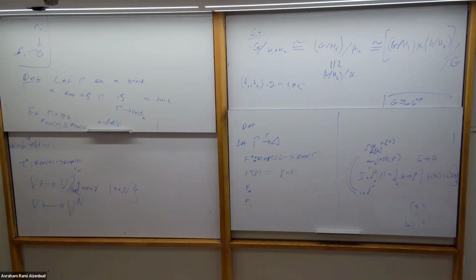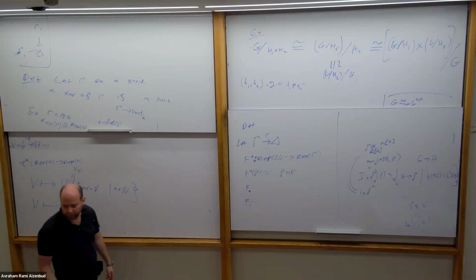Both of them have a structure of representation of G, because G preserves vectors of this type, since N is normal. Here also G preserves invariant vectors, also because N is normal. But N acts trivially, so in fact it's a representation of H. So both of them have the structure of a representation of H, so we've got functors from the representations of G to the representations of H. And these functors are adjoint to the inflation functor, or pullback functor.